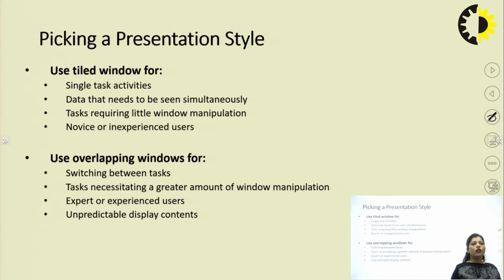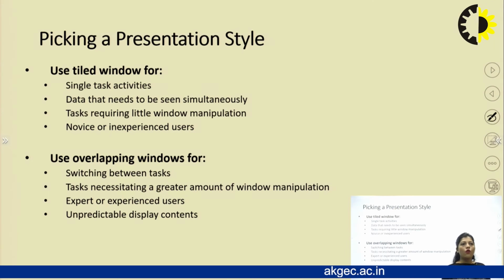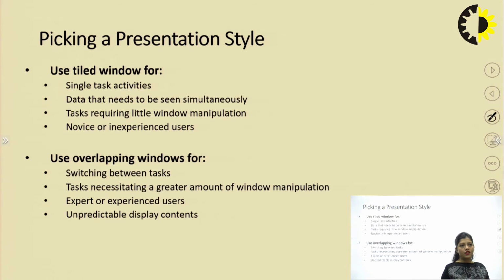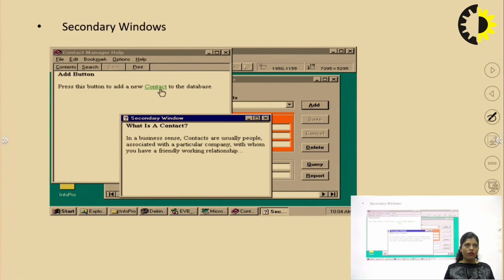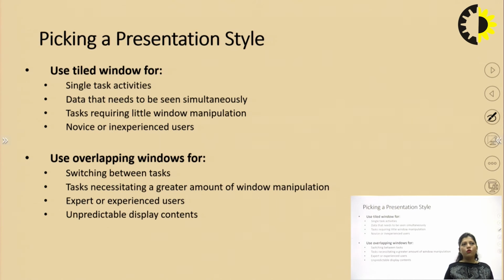Expert or experienced users. This window is useful for expert, experienced users, because a new user can be very confused when using the overlapping window, because it is very complex. So it is useful for experienced persons. Unpredictable display content: because multiple tasks are performed simultaneously, sometimes the user cannot predict what content comes next. So unpredictable display content is available in the overlapping window. So these are some types of windows.